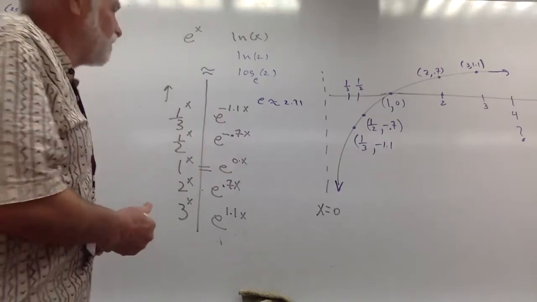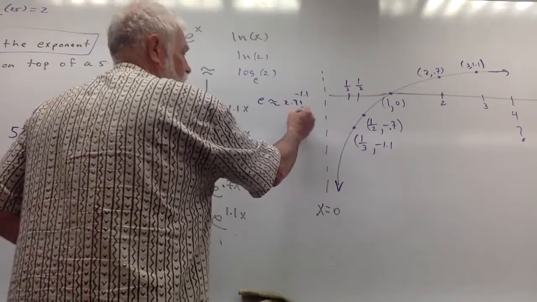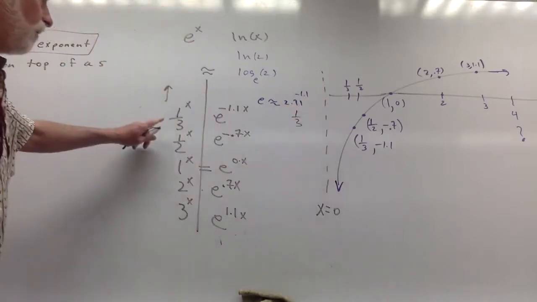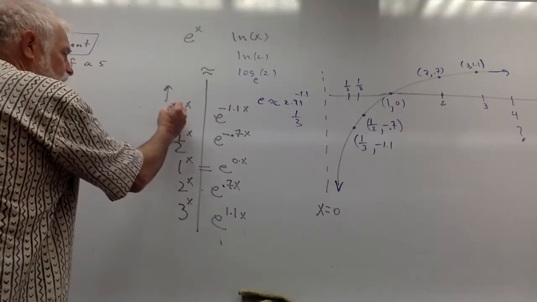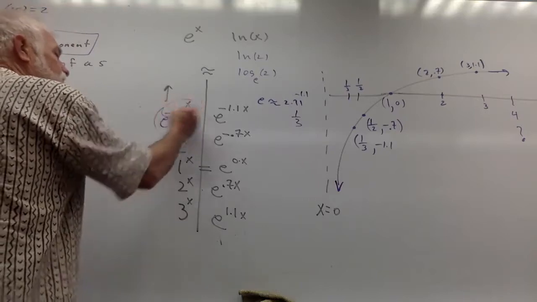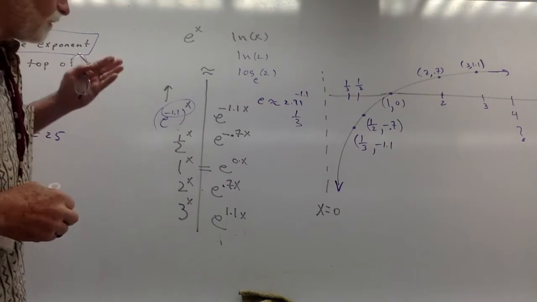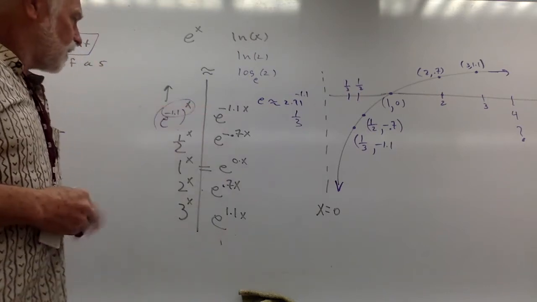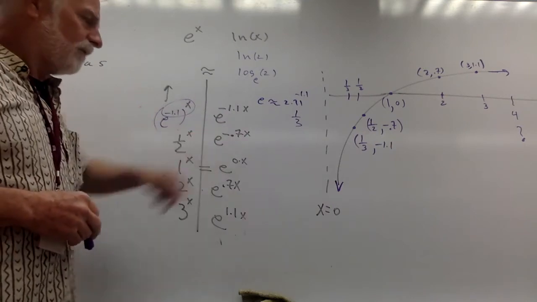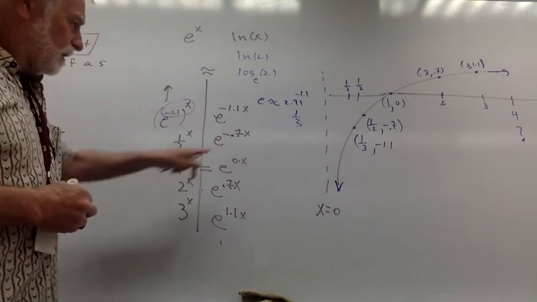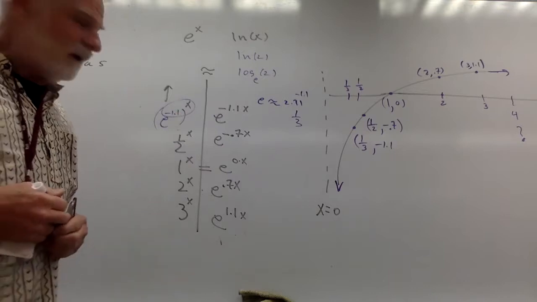So 2.71 to the negative 1.1 is approximately 1/3. All right, so if I want to write 1/3 to the x, then I change 1/3 into e to the negative 1.1, and then you can see the rules of exponents of multiplication. All right, so e to the negative 1.1x is approximately 1/3 to the x. 1/2 to the x would be written as e to the negative 0.7x. These are slight over approximations. E to the 0x is 1 to the x, so there's no growth, no decay.